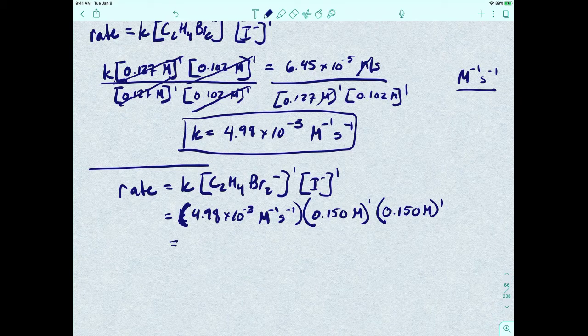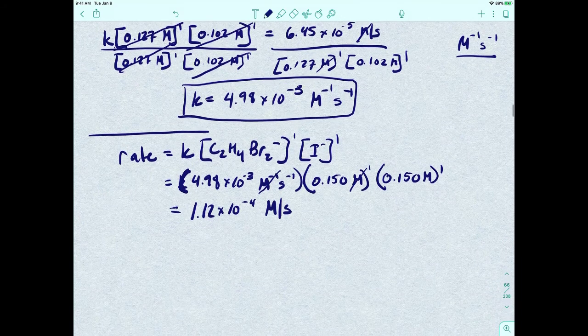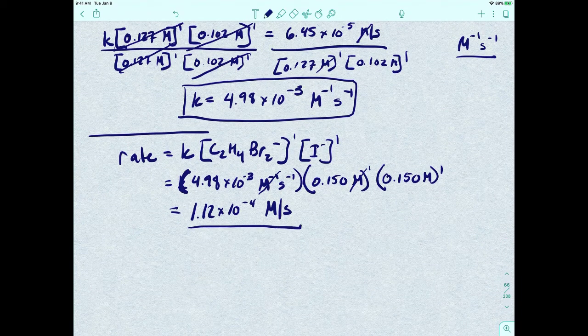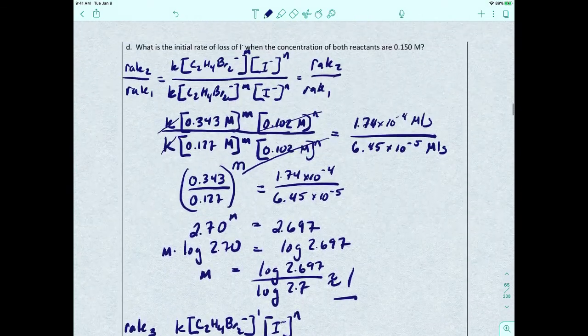All right, so unit-wise, molar to the minus first should cancel out with one of our molars. So now the unit's going to be molar per second, so that's good. If you multiply these numbers together, you should get that the rate should be about 1.12 times 10 to the minus fourth molar per second. All right. Awesome. So that's going to be the initial rate of formation if the concentrations are both 0.150.